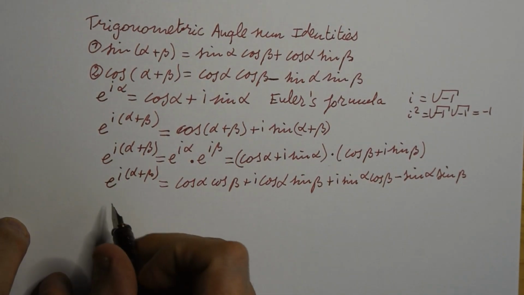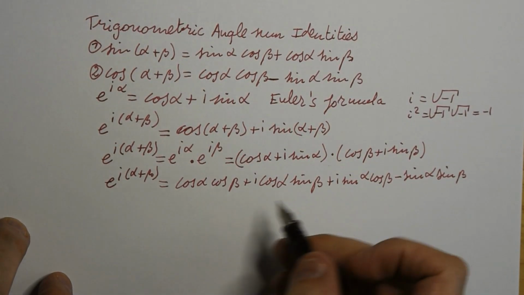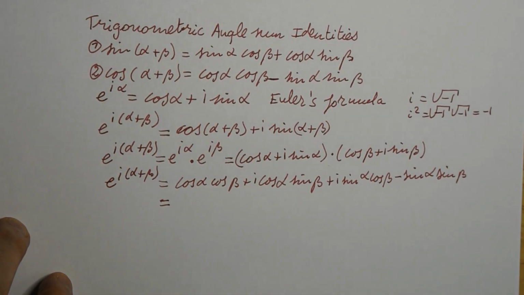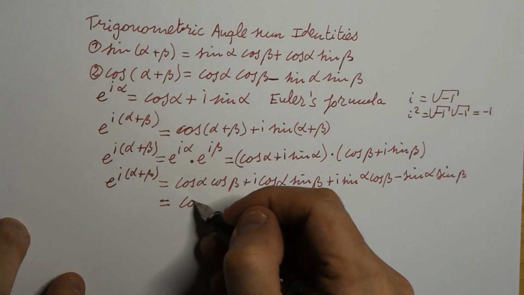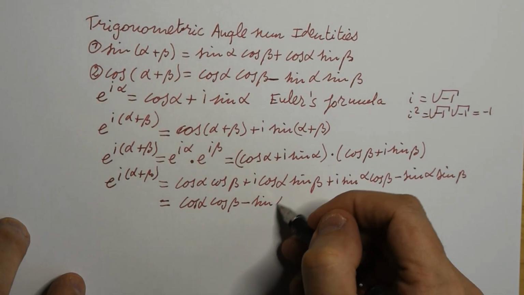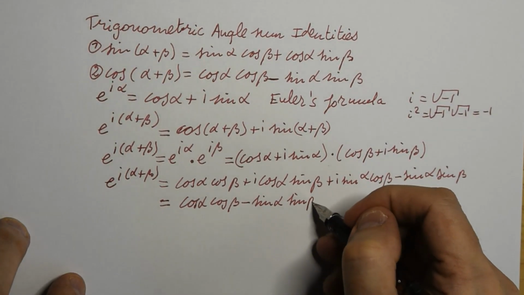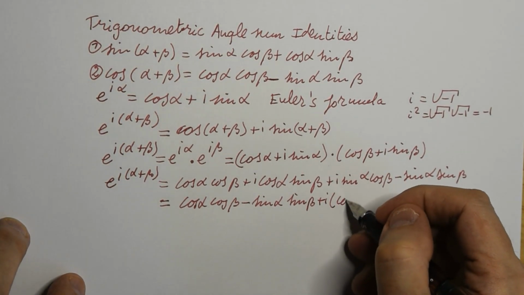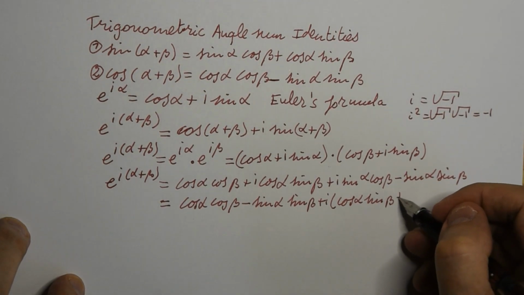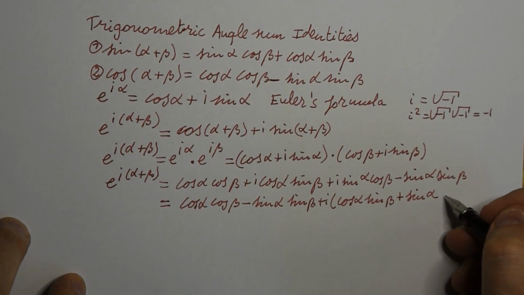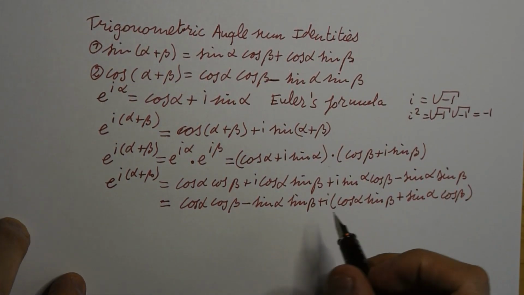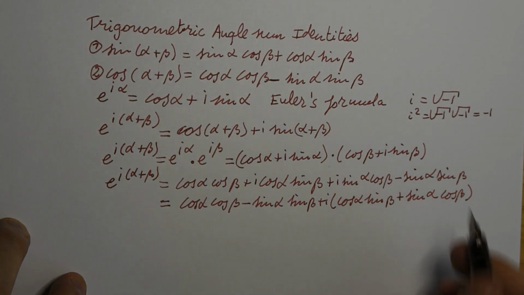Right? And now we can essentially collect the real values and the imaginary values, so we can write it out one more time. Cosine alpha cosine beta minus sine alpha sine beta plus i, and then we get cosine alpha sine beta plus sine alpha cosine beta. Right? Sine alpha cosine beta.